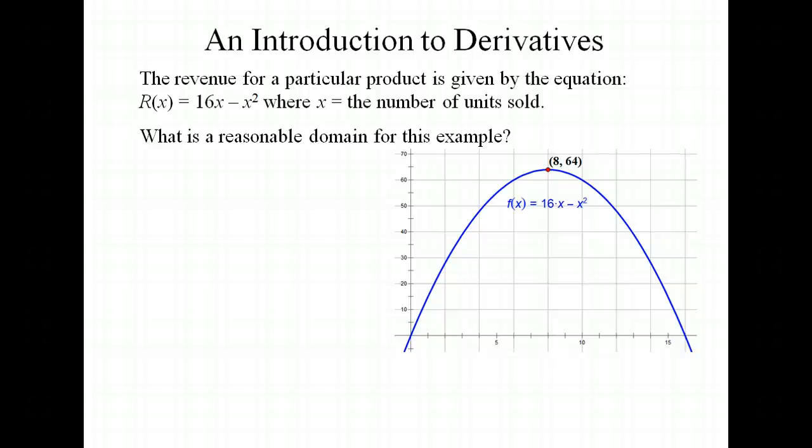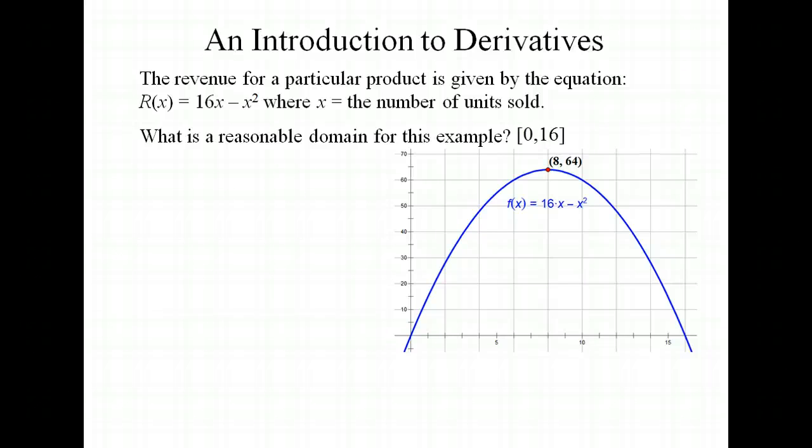Now that we've graphed it, let's decide what its domain is. Well, when we're looking at the graph, normally we'd say the domain is all reals. But since this is representing revenue and number of units sold, it doesn't really make sense for either one of those things to be negative. So we're going to restrict our domain to be between 0 and 16.